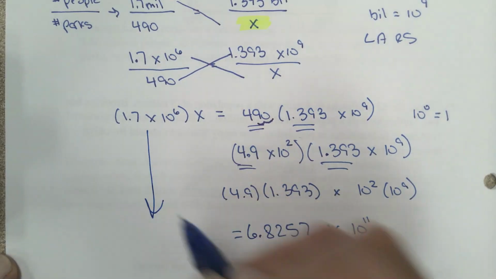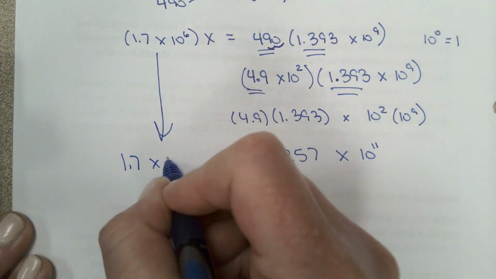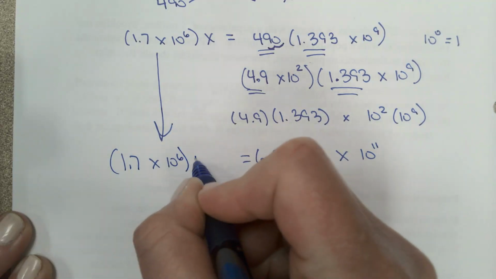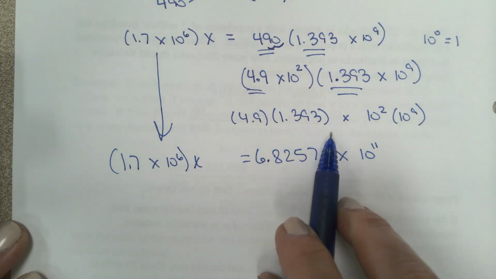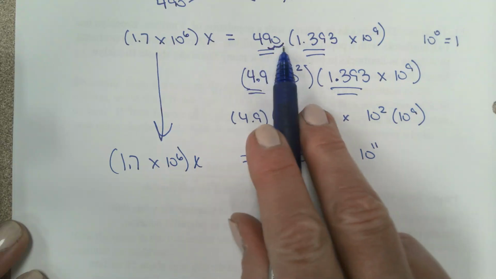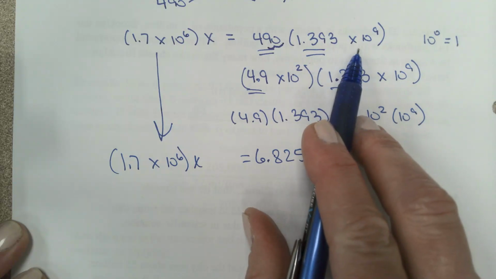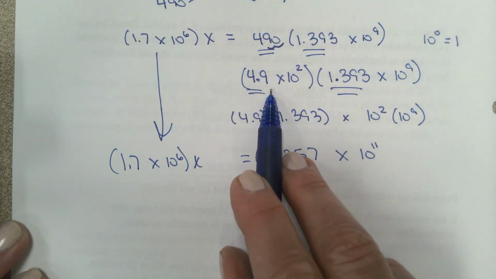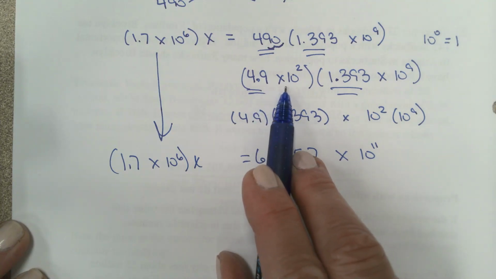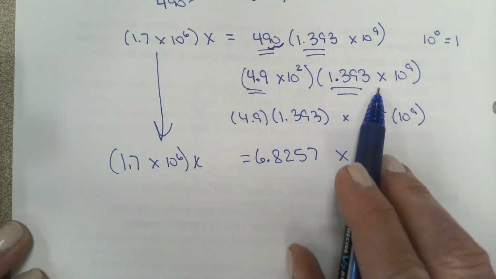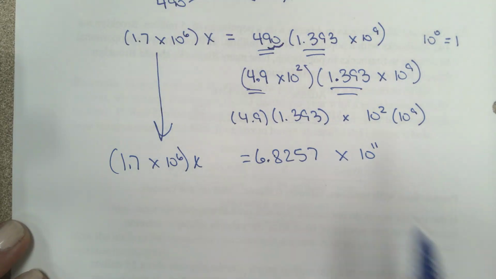And I need to bring this down because I've been ignoring it for a minute. 1.7 times 10 to the 6th x. Okay, so all this work was to multiply these, a number not in scientific notation times one that was. So I decided to put 490 into scientific notation right here, so that then I could end up multiplying them and simplifying the right-hand side.